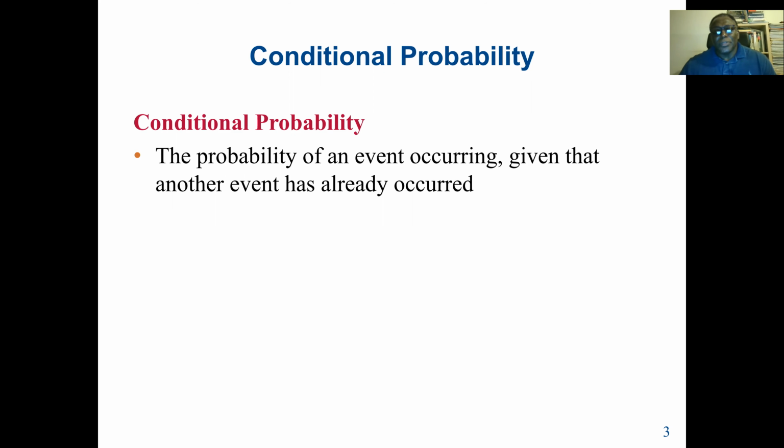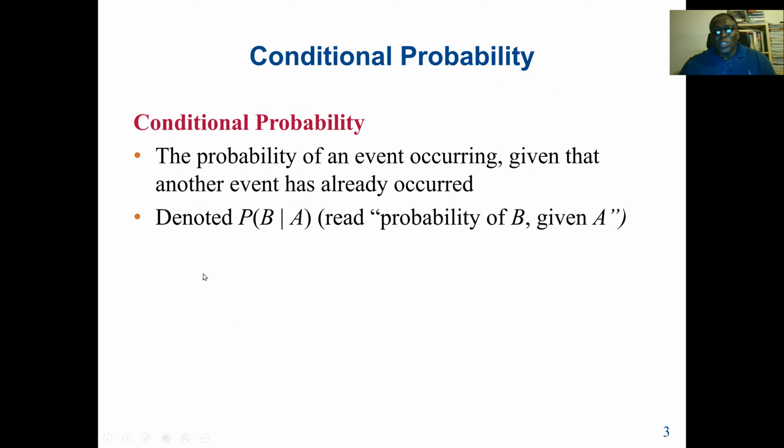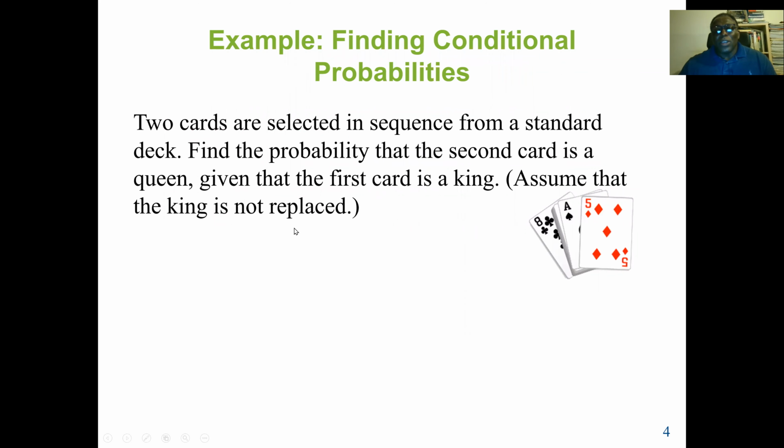cigarette. So again, conditional probability is the probability of an event occurring given some condition. Here we say given that another event has already occurred. So that is our condition. This is denoted by probability of B given A. Again, the vertical line means given. So probability of B given A. So let's start with one example.